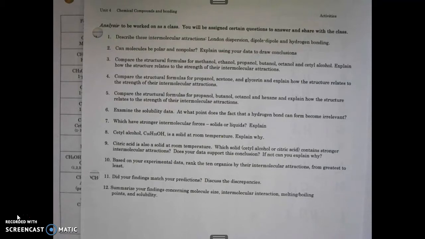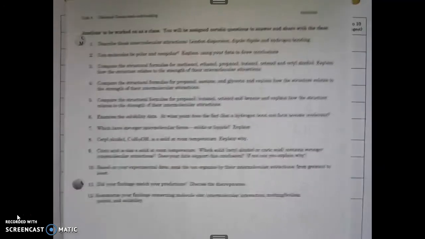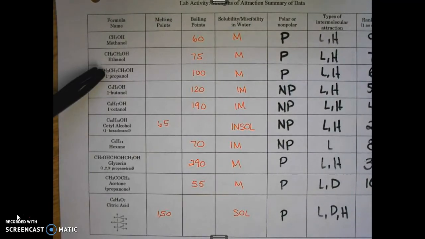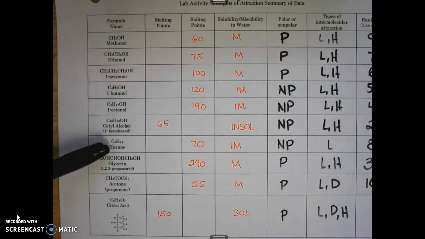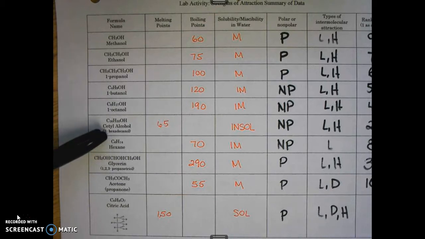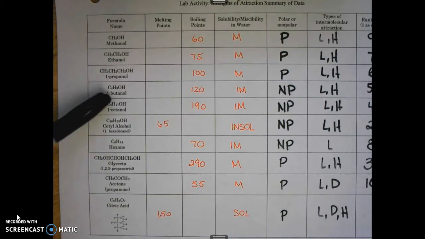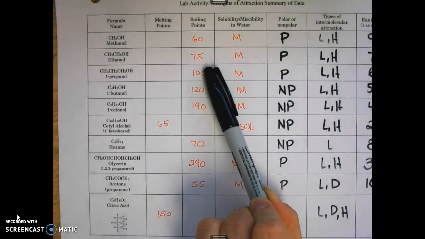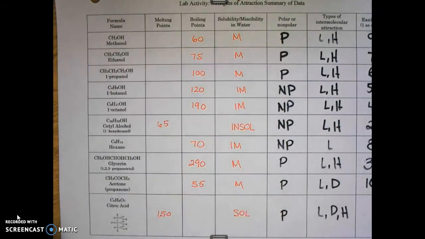So question 5 asks us to compare propanol, butanol, octanol, and hexane. So what we're really looking at here, if you look at the formulas, is something with 3 carbons, 4 carbons, 8 carbons, and 6 carbons. So you would think that the substance with 6 carbons would fit in between the 4 and the 8 carbon molecule. But if you notice, hexane with 6 carbons has a much lower boiling point than even propanol with the 3 carbons at 100. So why is that?